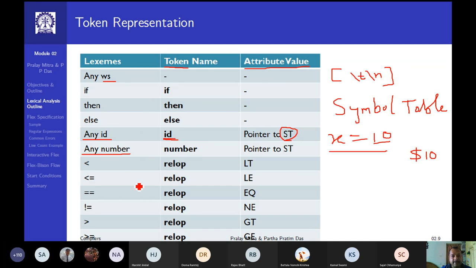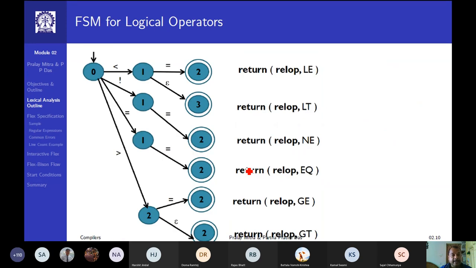Okay. Now if I put this token representation into an FSM for only these relational operators, then it will look like this. So this is my start state, 0. Then if I get less than, I will move on to this state. Less than equals to, then I will go to the final state. And since this is less than equals to, the return token class is relational operator, and the attribute value is LE.